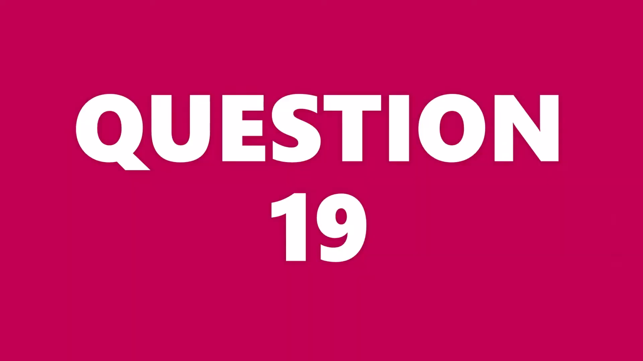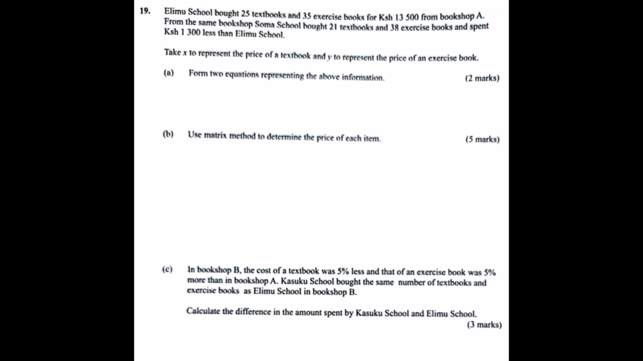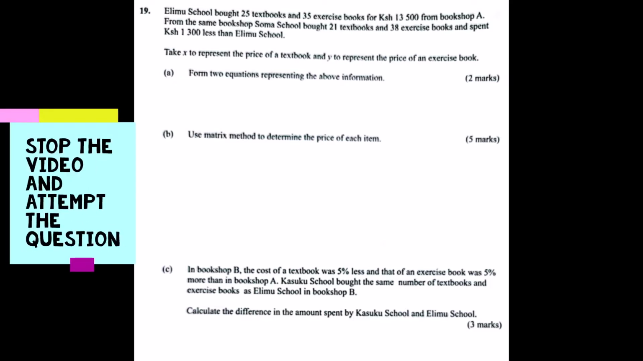Well done. With question number 19, they are talking of 2 schools. We have Elimu School, we have the Soma School. These 2 schools are buying textbooks from a bookshop A. The number of books Elimu buys and Soma buys are given. Then the student is supposed to form some equations using X and Y to represent the price of textbooks and exercise books. Part 2, it's to use the matrix method to solve the simultaneous equations above.